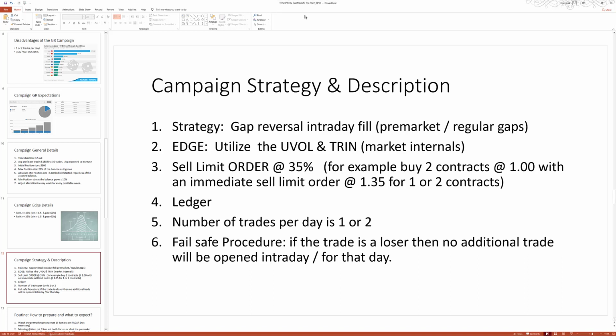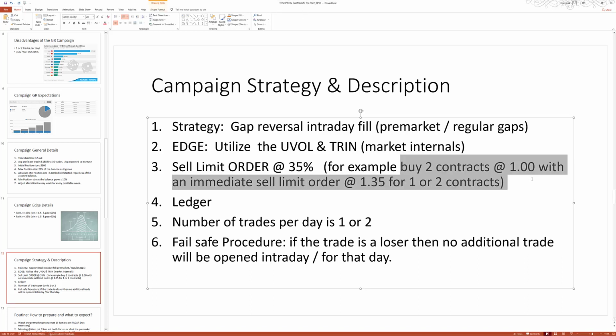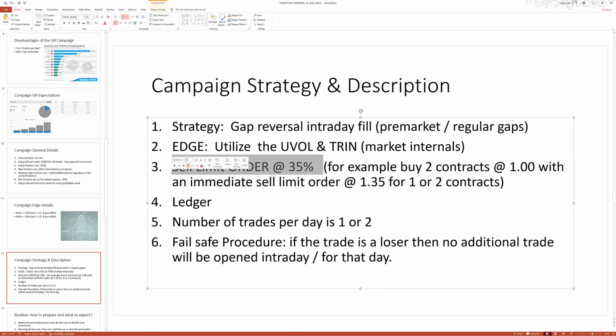When you open up your contracts, you execute the sell order at 35%. So when you buy a contract at any price, for example at $1, you put in a sell order immediately for 35%, maybe for one contract or two. If you want to be done with the day, you can put in two orders.